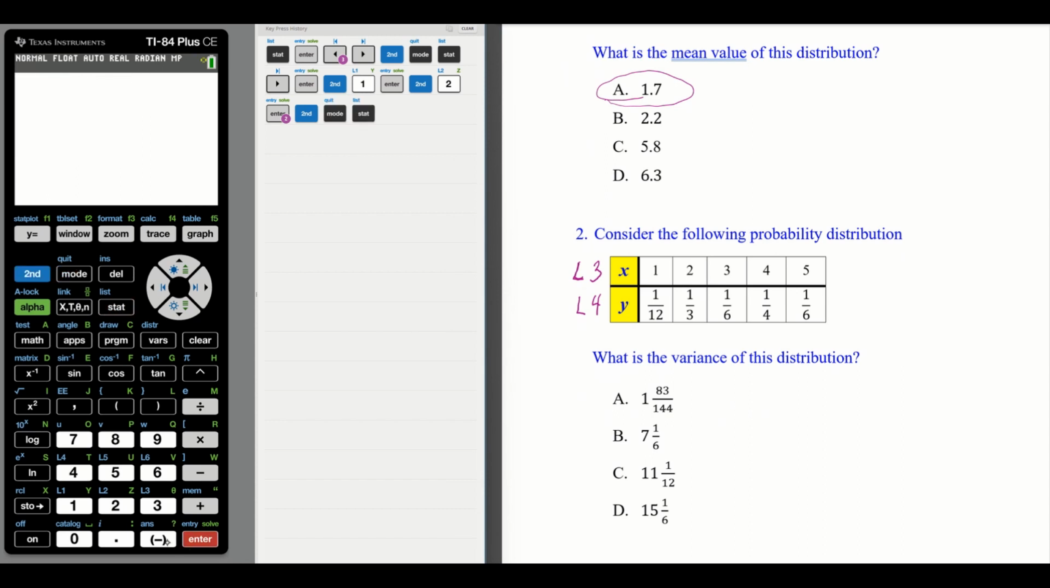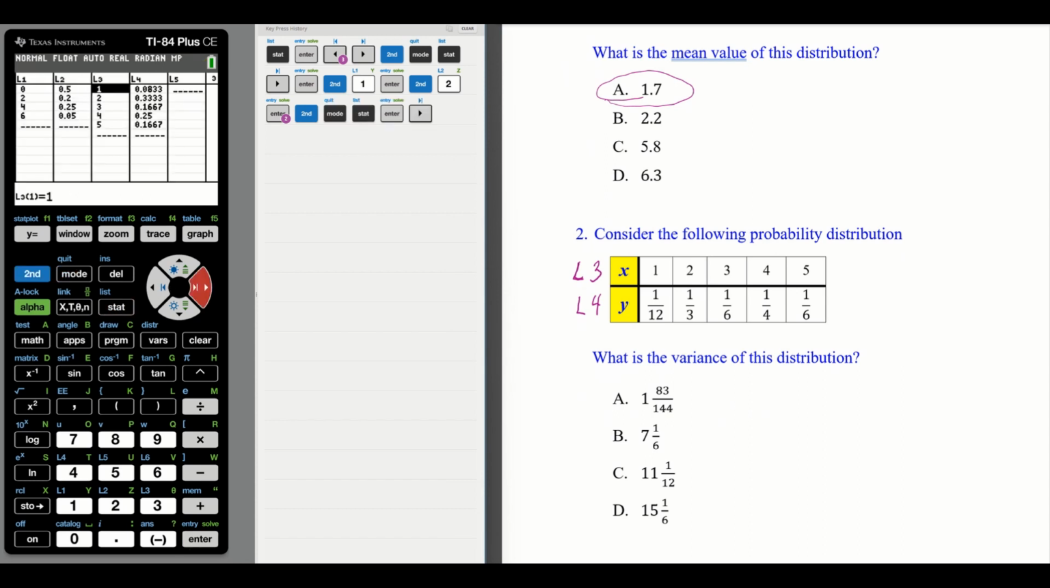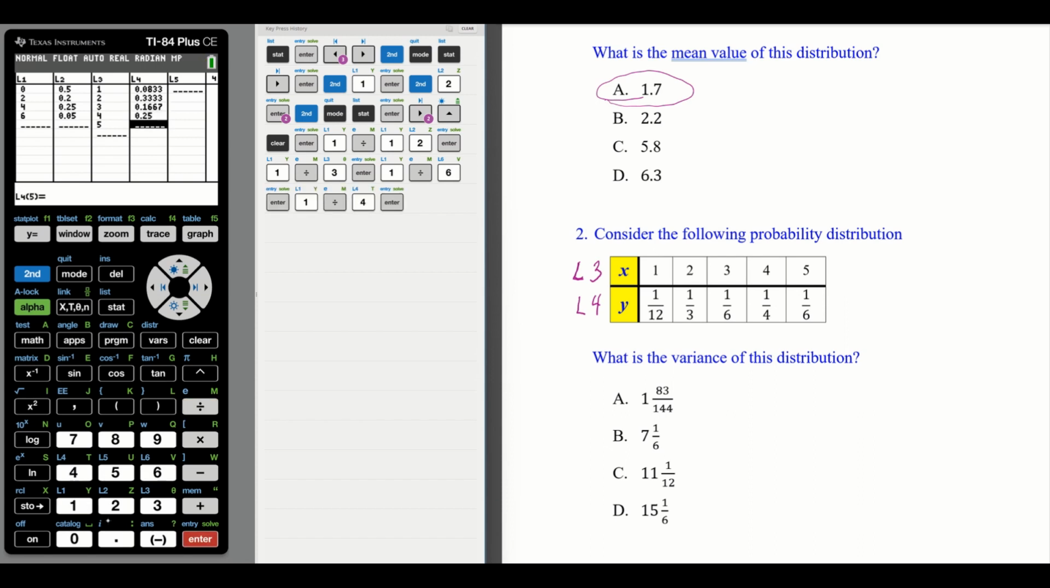We go back to our stat enter, arrow over, and we need 1, 2, 3, 4, 5. Arrow over. Now I'm going to go up, clear this out. Remember, use clear. Don't cause yourself grief. I'm going to enter in these fractions as is. 1 divided by 12, enter. 1 divided by 3, enter. 1 divided by 6, enter. 1 divided by 4, enter. 1 divided by 6, enter.